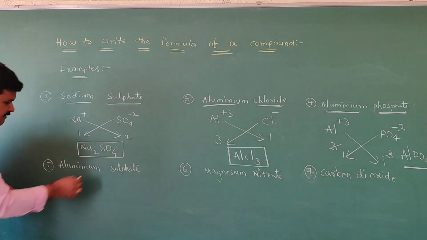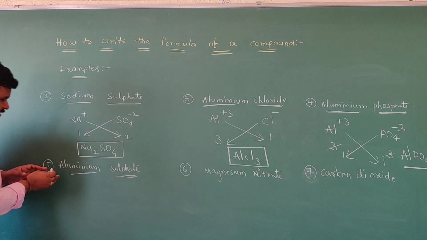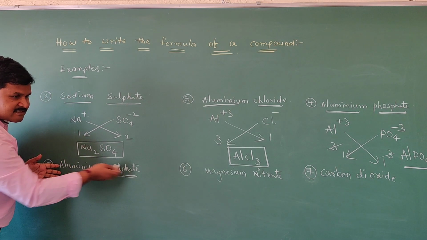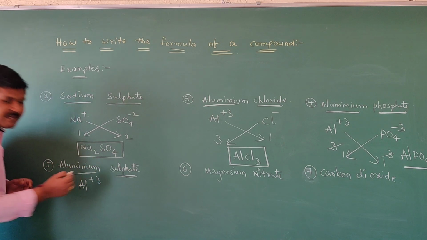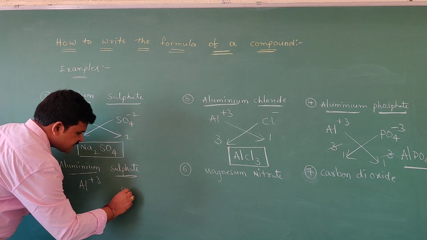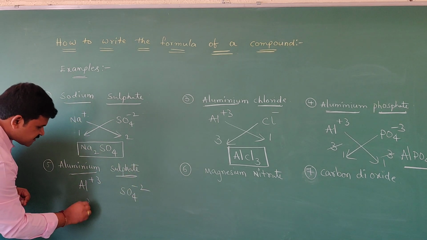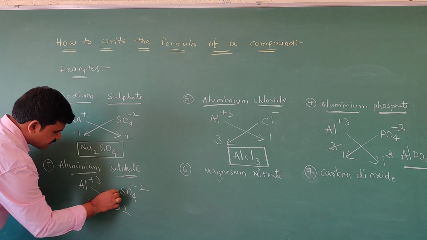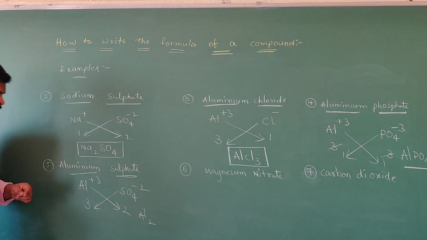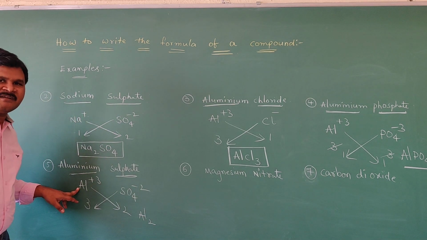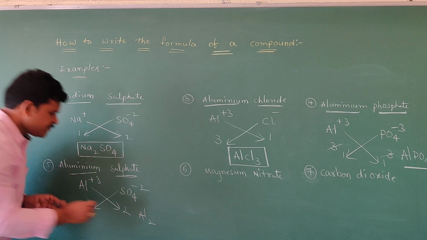Next, aluminum sulfate. What is the charge of aluminum? Already I wrote, there are 2 ions in aluminum sulfate. One is aluminum and another one is sulfate: Al+3 and sulfate SO4-2. What do we write in the next step? Just the charges. Apply criss-cross. We will get Al2. Here aluminum is a single element, so no need to write a bracket.